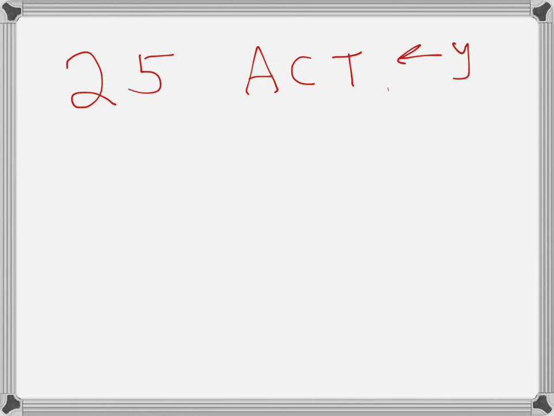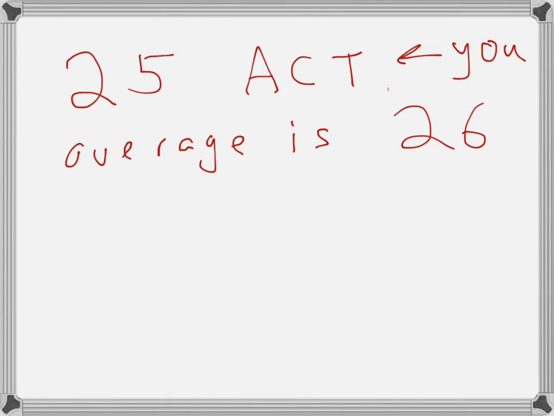So let's say that you score a 25 on your ACT. That's you. And let's say the average is 26 and the standard deviation is 3. Pause your video and find the z-score.